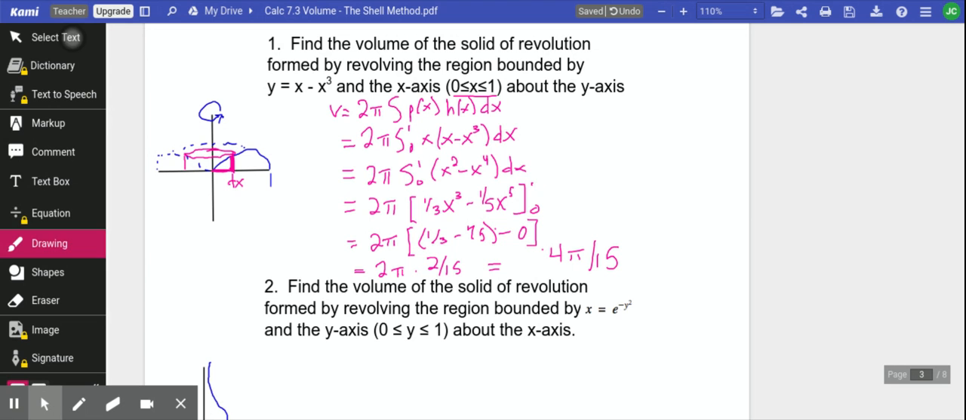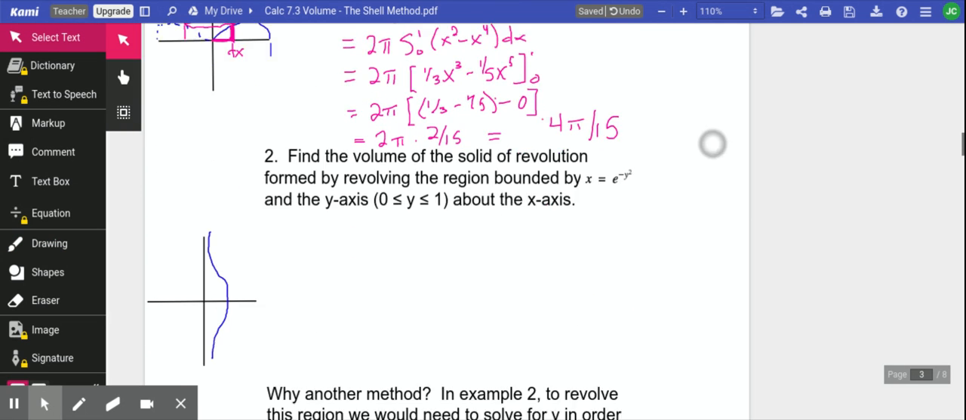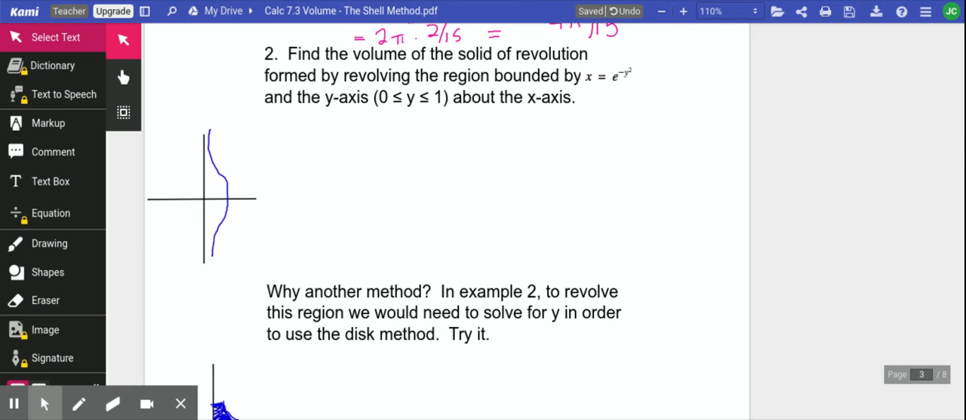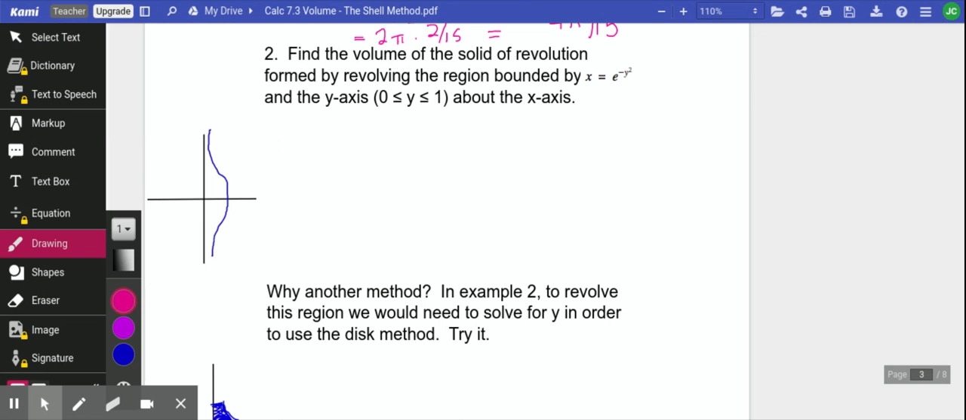All right, let's take a look at another one. We want to find the volume of a solid of revolution formed by revolving the region bounded by x equals e to the negative y squared and the y-axis just from 0 to 1 about the x-axis. Now, clearly we need to use Desmos to graph that. We have no idea what that looks like. So it looks like this. It's a little bell curve, but inverted, I guess, from what we're used to seeing.